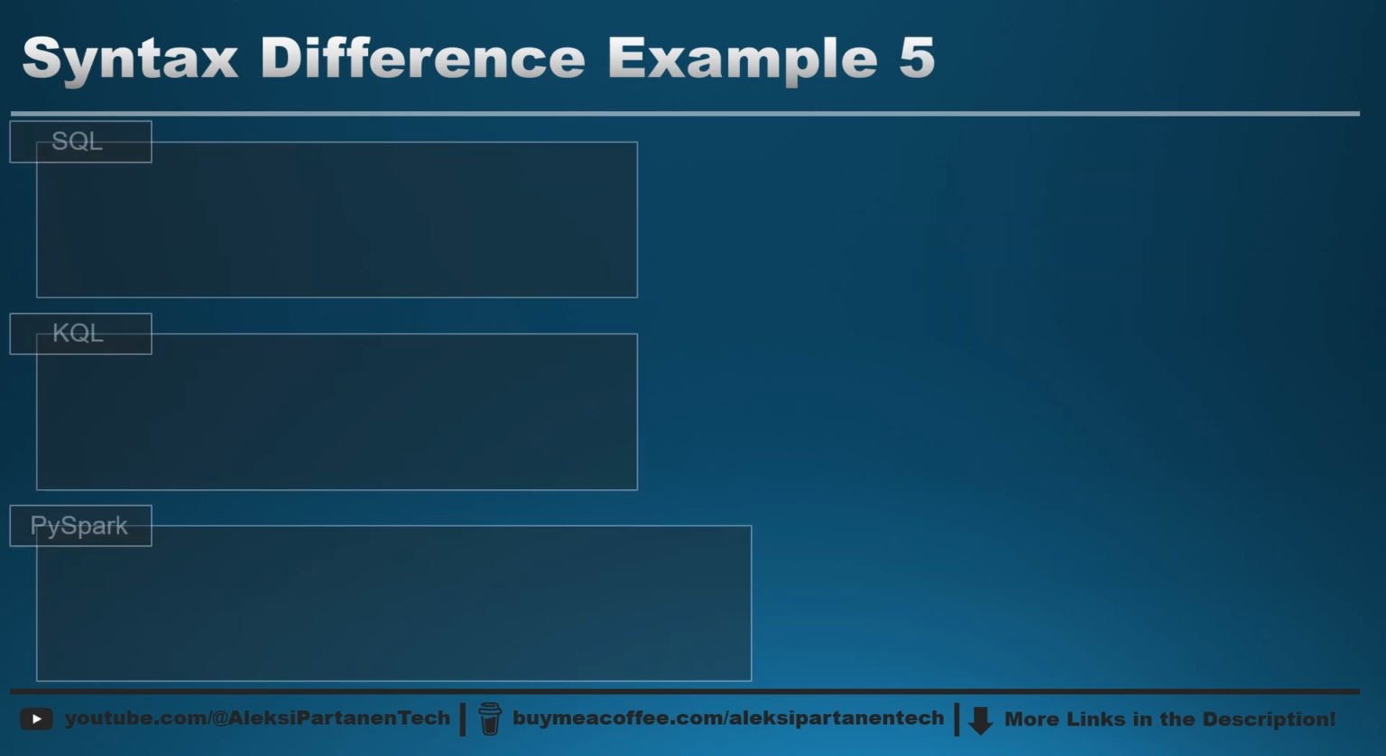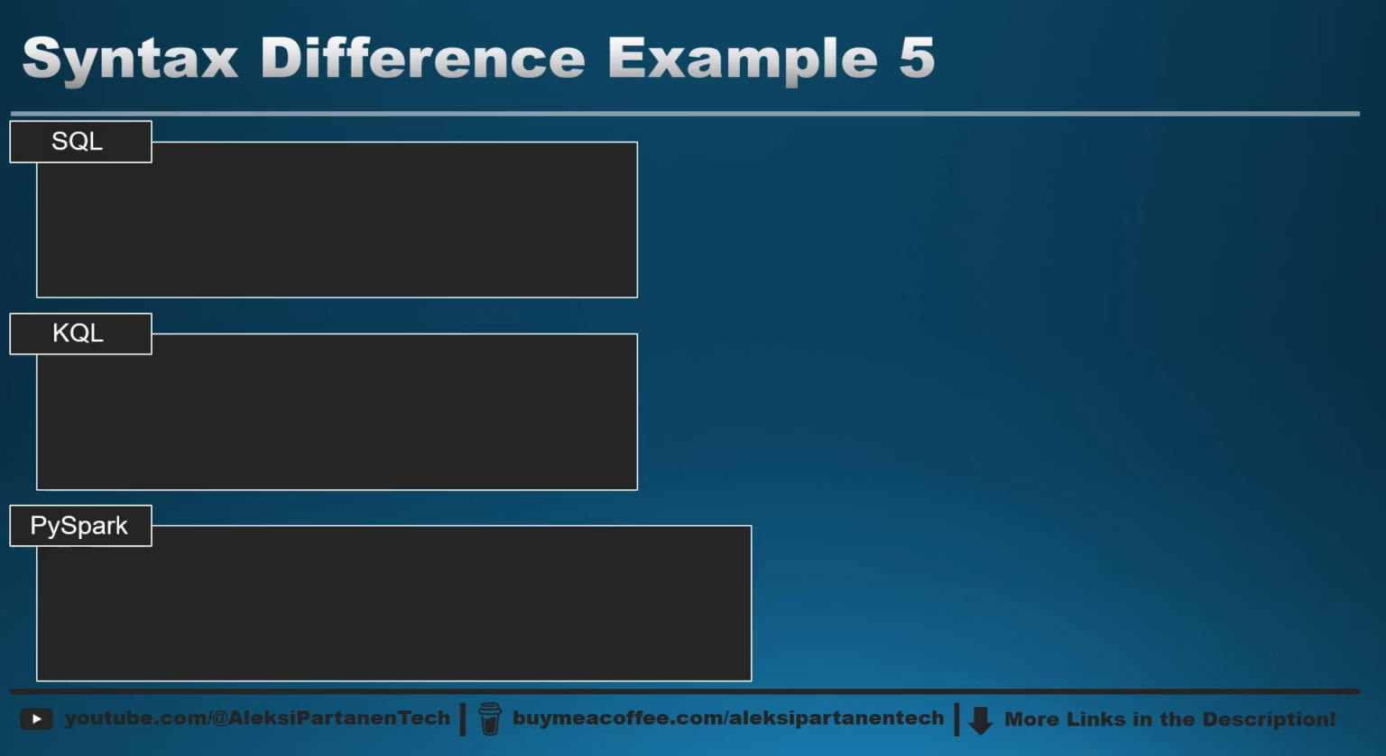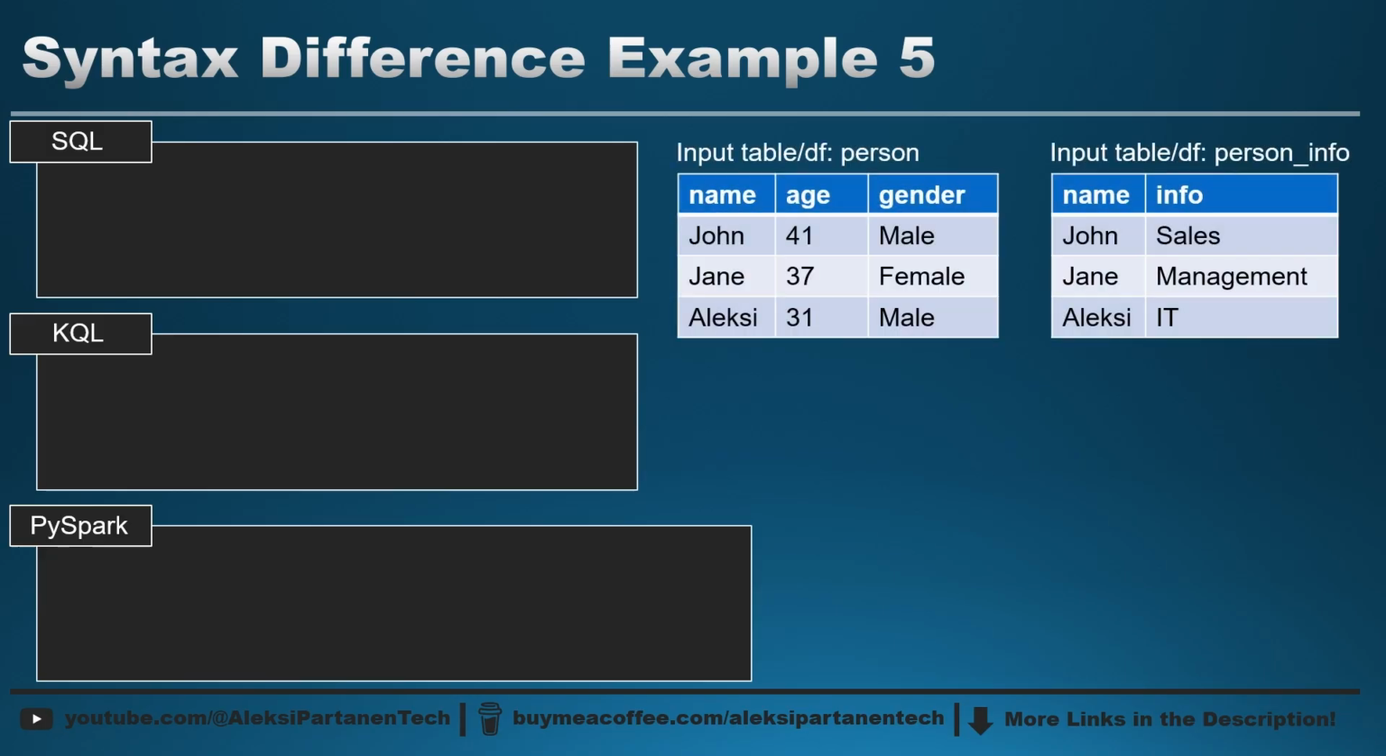In the last example in this theory section, I want to talk about combining tables with joins. That is a very common operation when working with data. In this example, we have the same table we had previously, but now we have another table as well called person info. Now we would like to combine these tables using the name column.